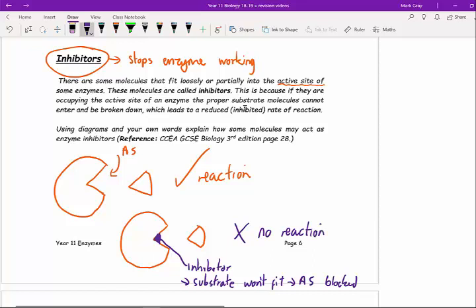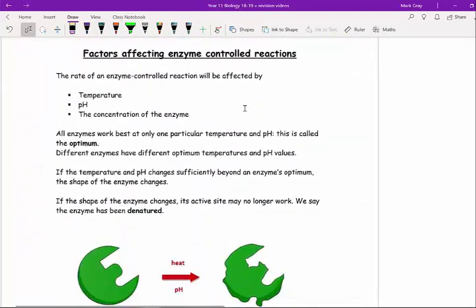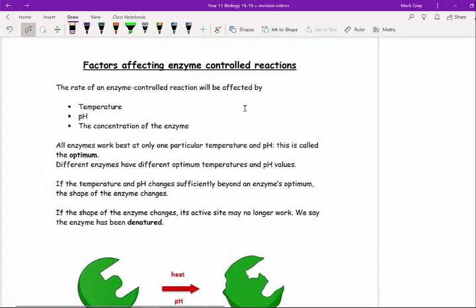And that's how inhibitors work. Okay, so they stop enzymes working by blocking the active site. Now, next bit is factors affecting enzyme-controlled reactions. Now we've got three: temperature, pH, and the concentration of enzyme.